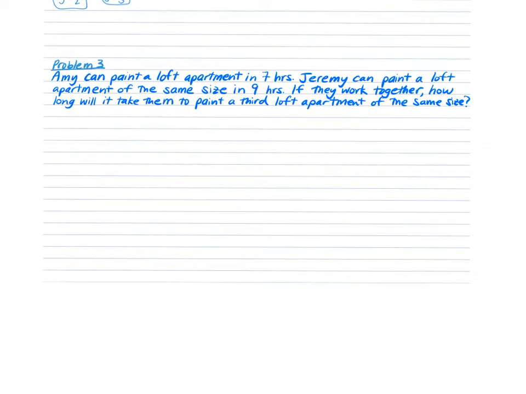So if Amy can do a whole apartment in 7 hours, she can do 1/7 of the apartment in 1 hour. Okay, and then Jeremy, in that same hour, can only do 1/9 of it. But if they're doing that together, you can figure out what their work is together by solving for this x. Does that make sense, right? One apartment in how many hours together if we added them together? If she's this fast and he's that fast.